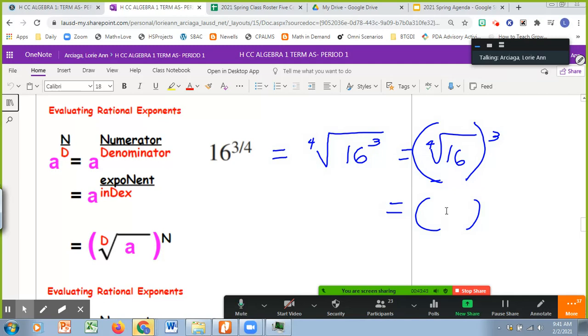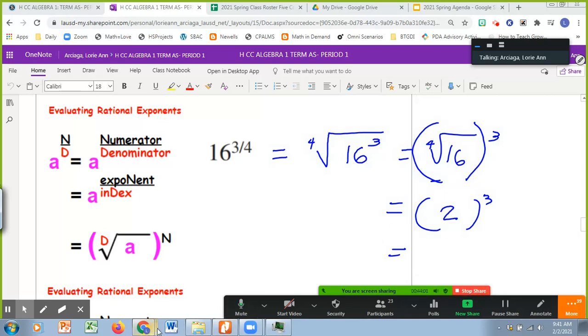So what's the fourth root of 16? Ignore the 3 first. Okay. So ignore the 3, use the fourth root of 16. Very good. So the fourth root of 16 is 2, right? And then you're going to bring down the power. So now you're going to raise that to an exponent. So what would your answer be?